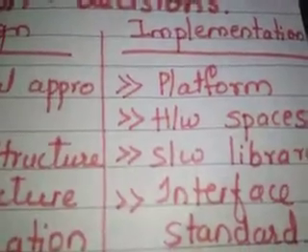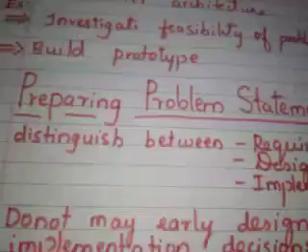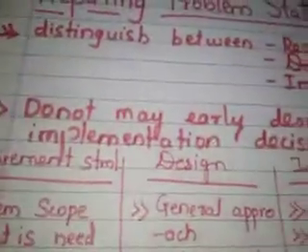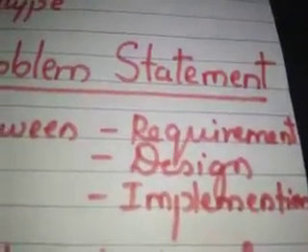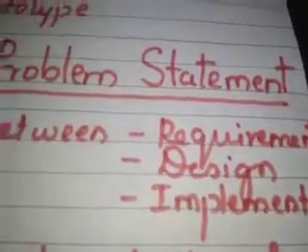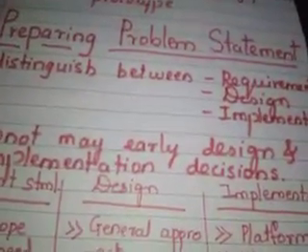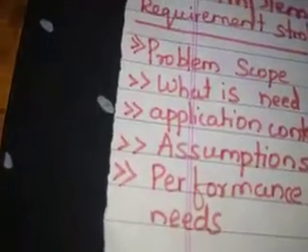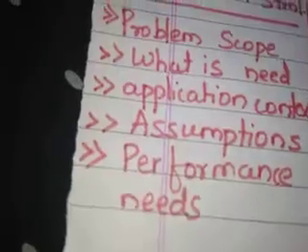So the main intention of problem statement understanding is that you should be capable of distinguishing between these three. Without differentiating between the requirement, design and implementation, it becomes very difficult. That's why we should not take any early decisions for the implementation or the design, because we should first be clear with the requirement statements, and only then start with the design and the implementation part.